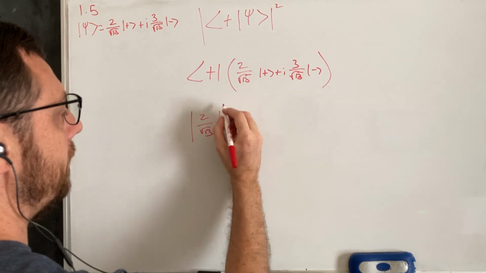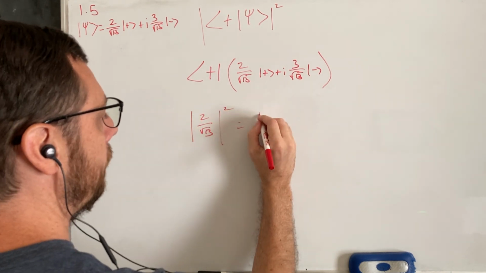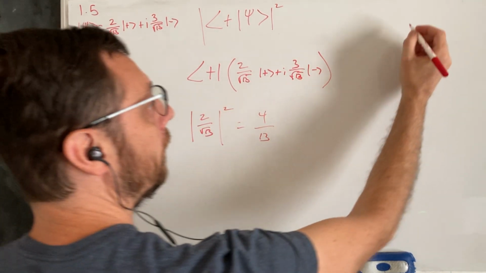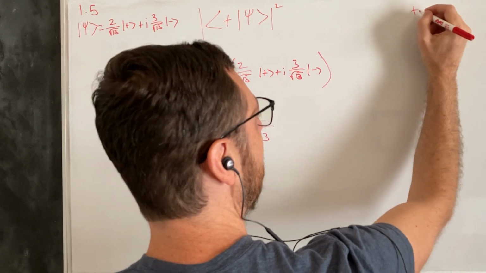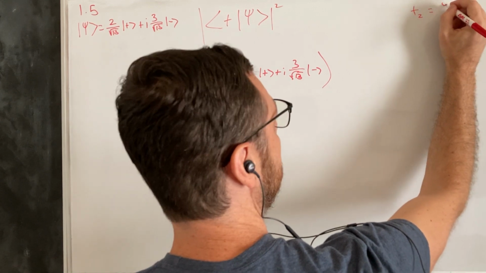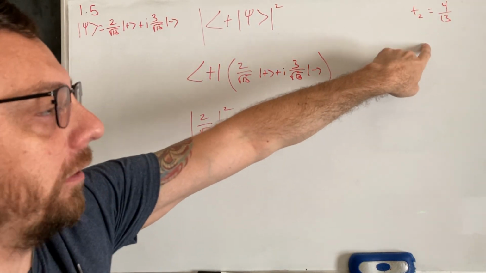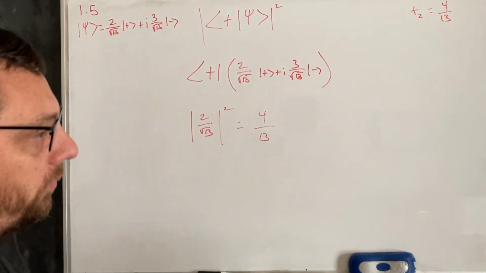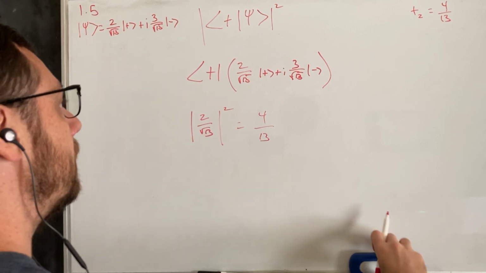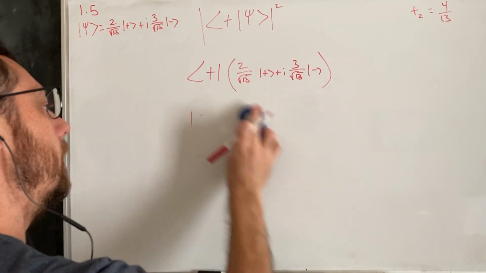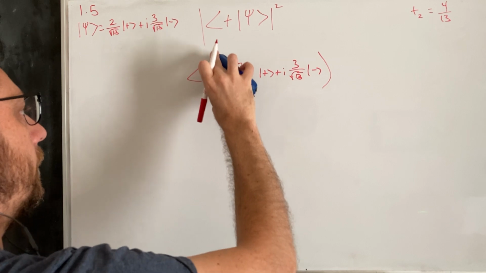So anyways, that's it. We can square it, and that's going to equal 4 thirteenths. So the probability of us reading an up in the z direction is going to be 4 thirteenths. If we did the math right, then we should see a 9 thirteenths chance of reading down, because there are only 2 states in a spin 1/2 system. So let's go ahead and do down.